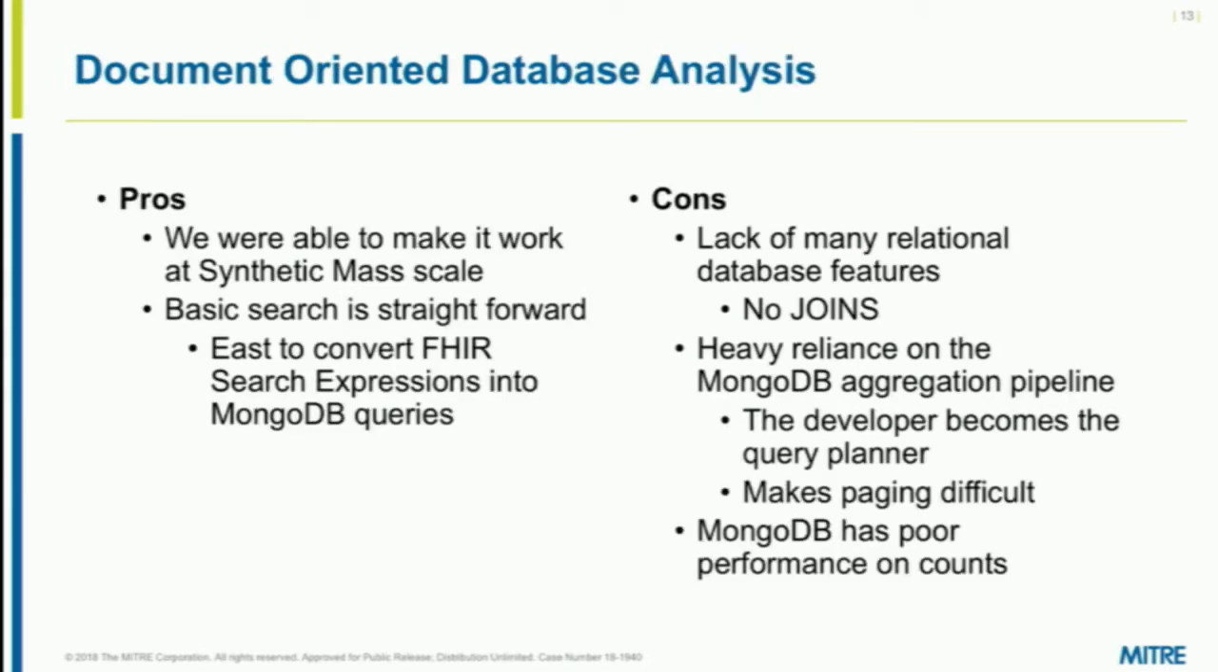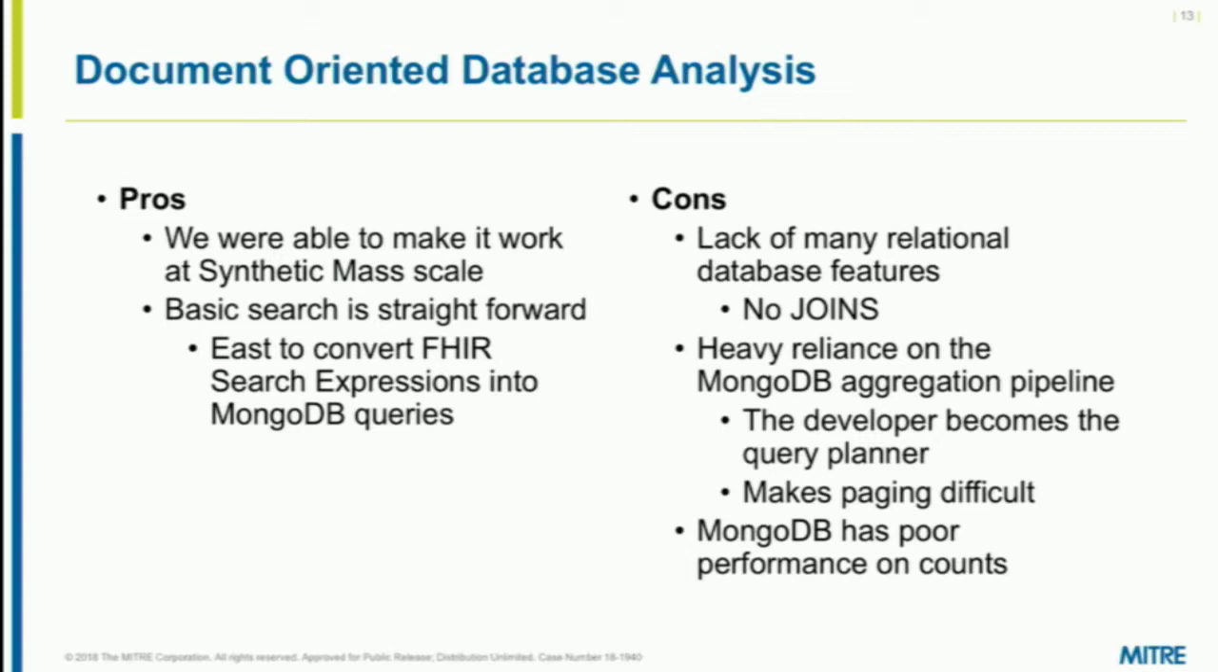So what happened with our document-oriented database? We were able to make it work for synthetic mass. So we were able to reach our scale of 1 million patients, which was great. As I mentioned, basic search was straightforward. It was really easy to convert the FHIR search expressions into MongoDB queries, so that worked out incredibly well for your simple search cases.